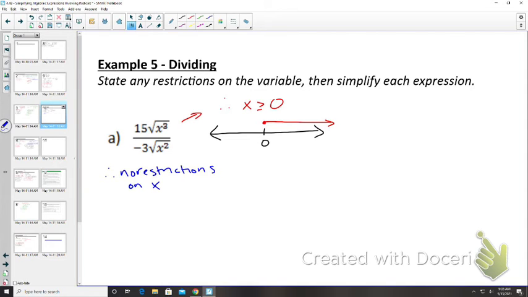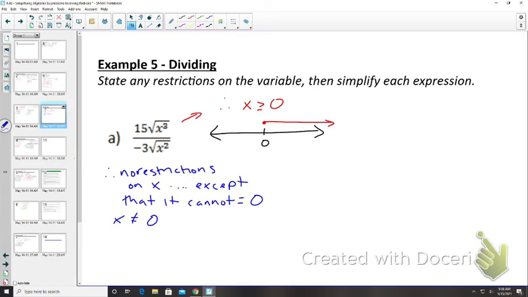However, our denominator cannot equal 0. So what values of x will cause my denominator to be equal to 0? Well, if x is equal to 0, the square root of 0 is 0, and multiplied by negative 3 is still 0. So x cannot equal 0, but it can be any other number, just not 0.